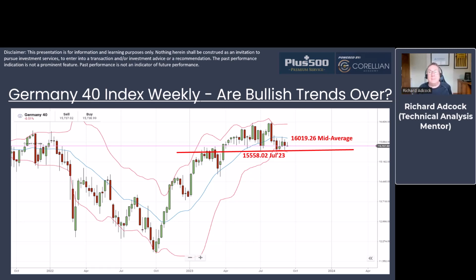So we would have to see a close back above this mid-average to suggest that we could see a more sustained upside move. But the fact that we've been held by that average and turned lower continues to place focus on this July low and the importance of any closing break of that level to suggest that we're now starting to see this as a reversal pattern.